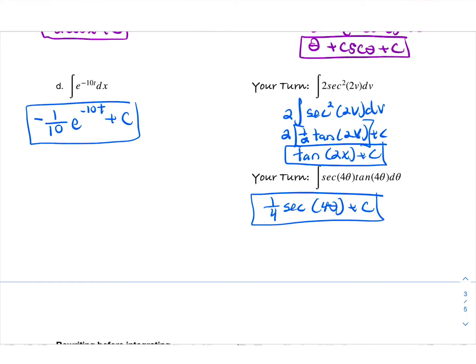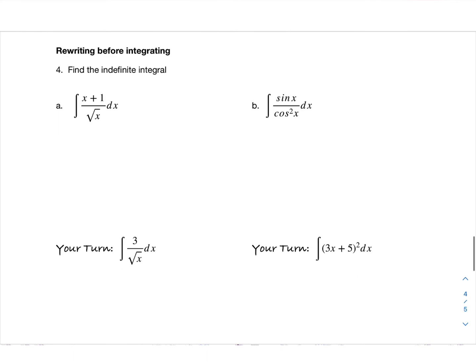Okay, so work on memorizing all those integrals from that page. It's just the opposite of the derivative. Sometimes integration is not as straightforward as the ones that we did in the last example, and you'll have to do some algebra first before you can integrate.